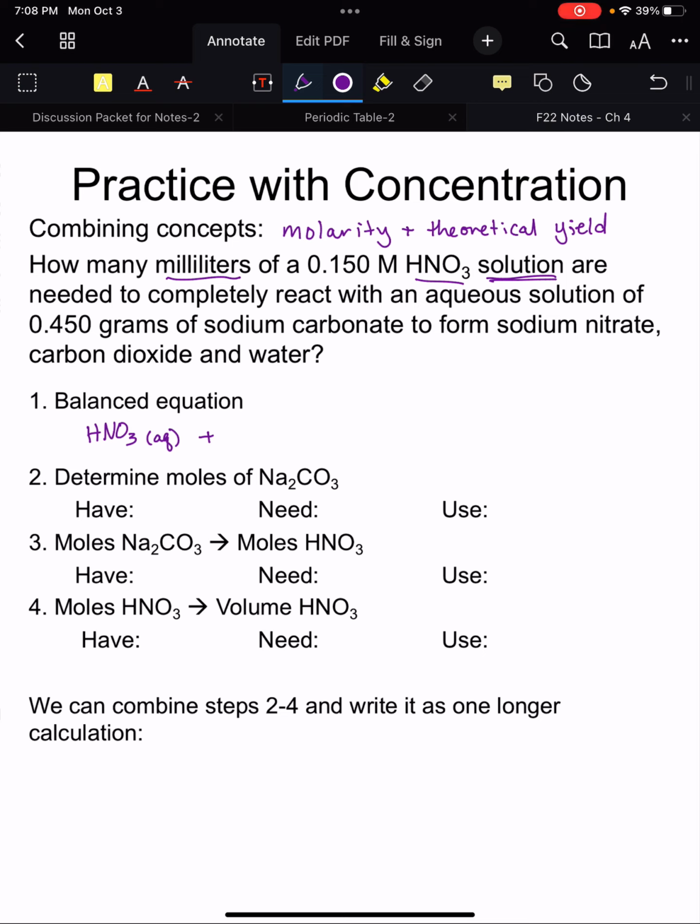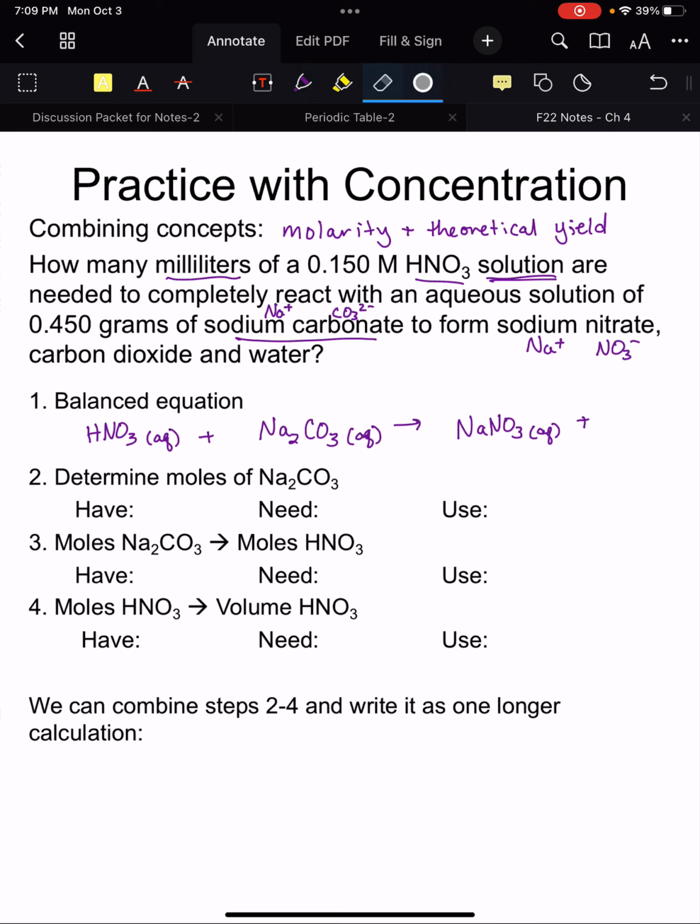It's going to react with sodium carbonate. So we know sodium is Na+, carbonate is CO3 2-, so the formula is Na2CO3. That's also aqueous. To form sodium nitrate, so sodium is Na+, nitrate is NO3-, so we're going to do NaNO3. That's AQ, and we'll learn later in the chapter why. And then we have CO2.